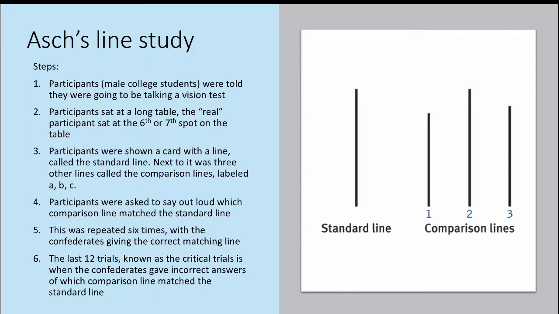Step 4. Participants were asked to say aloud which comparison line matched the standard line. Step 5. These steps were repeated 6 times with the confederates giving the correct matching line. Step 6. The last 12 trials, known as critical trials, is when the confederates gave the incorrect answer of which comparison line matched the standard line.